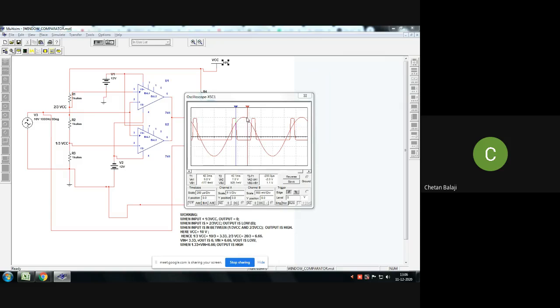This particular portion is called as window. Hence it performs comparison of two values. It is called as window comparator. This is non-inverting comparator because input is given to the plus point here. Since input is given to the minus here, this is inverting comparator. So window comparator is a mixture of both inverting as well as non-inverting comparator. Okay, I hope you have understood. Here we complete all the 3 experiments of part A.